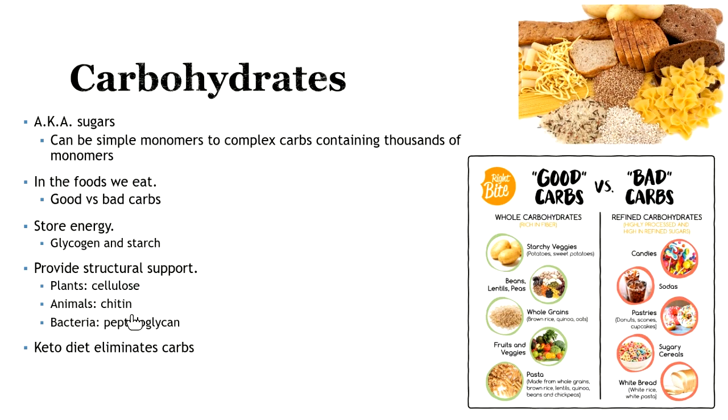So the first one are carbs, and these are your sugars. This is probably one of your favorite ones. If you look at this, there's probably a lot of good things you love to eat right there. Now, it can be as simple as a single glucose molecule or the complex carbs, which contain thousands of monomers together. They have so many different functions too. It's not just a simple source of energy. Now, it's in a lot of the foods you eat.